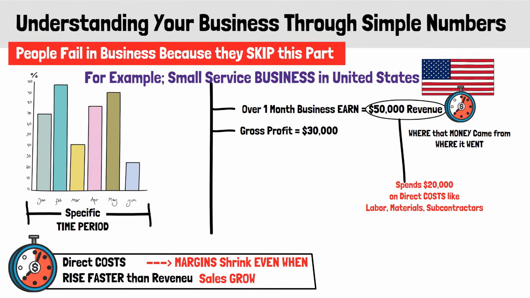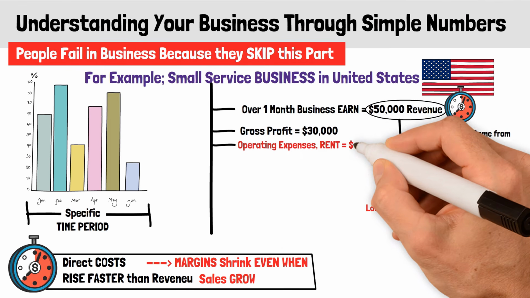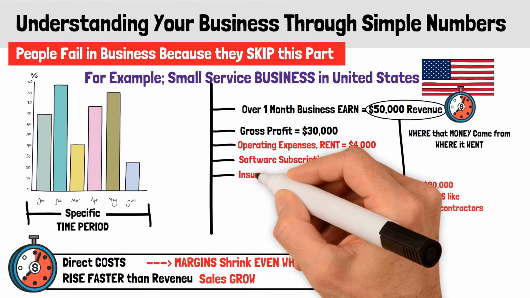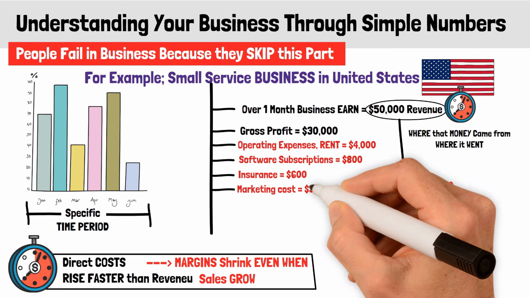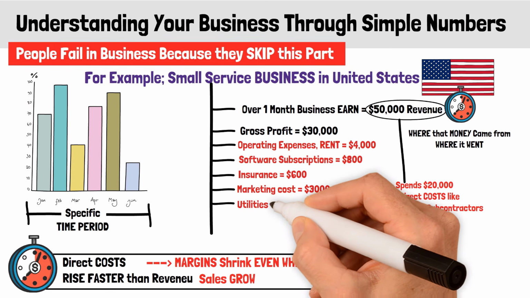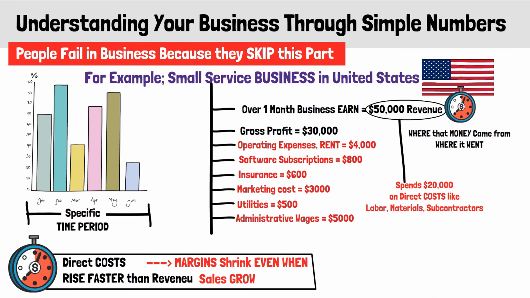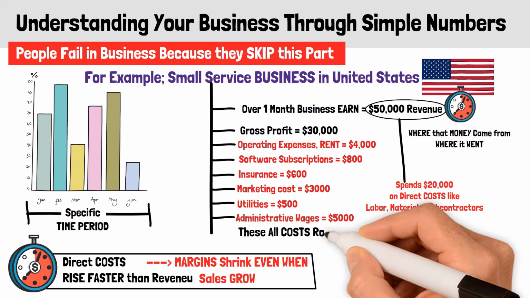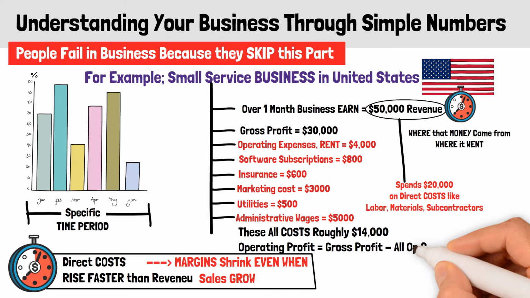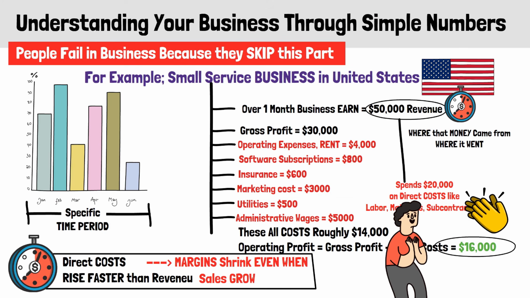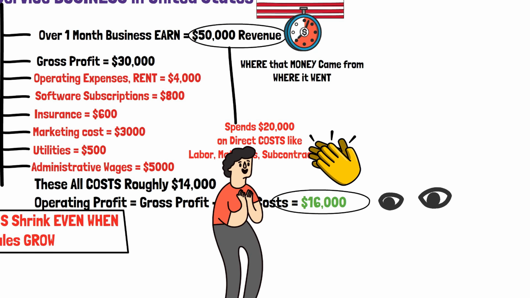Now the business pays operating expenses. Rent is $4,000, software subscriptions cost $800, insurance is $600, marketing spend is $3,000, utilities are $500, and administrative wages are $5,000. These everyday costs add up to roughly $14,000. Subtracting this from gross profit leaves $16,000 as operating profit. At this stage, many owners think, I made $16,000. But the profit and loss statement keeps going.